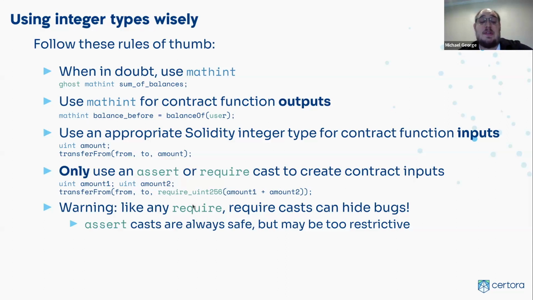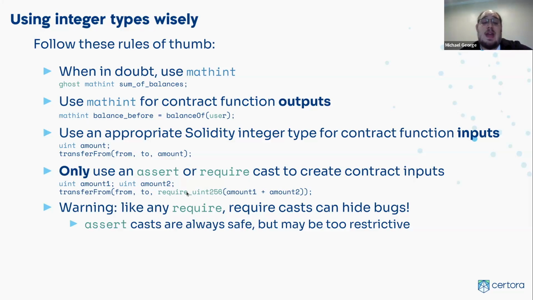That depends on what property you're trying to prove. I'll just warn you that, just like adding any require statement to your rule, adding a require cast can sort of hide certain counterexamples, because a require cast says ignore the cases where this is out of bounds. And so that's more dangerous than an assert cast. So I would default to an assert cast, even if you think something can't possibly be out of bounds. You should use an assert cast to double check your intuition there.